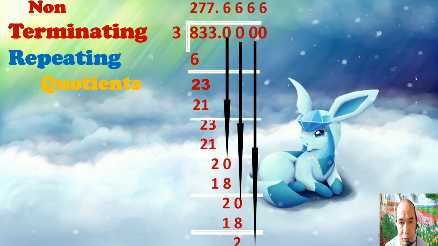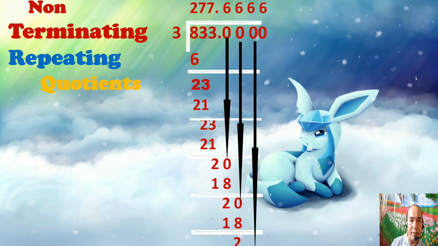So since we bring down 0, 2 becomes 20. 20 divided by 3, we will only have 6. 6 times 3, we have 18. So we have 20 minus 18, we have 2. Another remainder. So again, we will add another 0 to continue the division because we still have the remainder. So again, 20 divided by 3, we have 6. 6 times 3, we have 18. Again, we will subtract 18 from 20, we have a remainder of 2. So we will again add another 0 to continue the division because we still have the remainder.